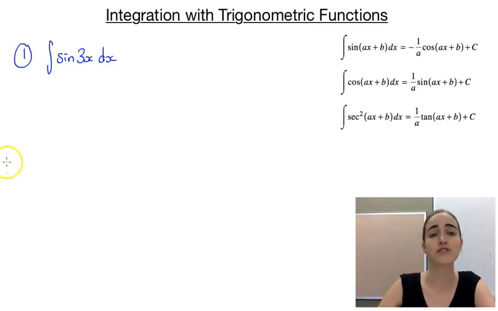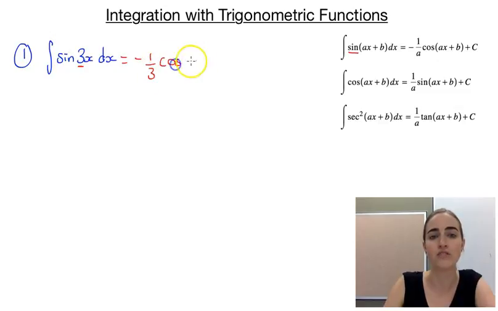In our first example, we're asked to evaluate the integral of sine 3x dx. So it's an indefinite integral, which means we are going to have our constant of integration. And because cos differentiates to minus sine, we know that sine integrates to minus cos. But because of this 3 in here, it's actually going to be minus a third cos of 3x plus c. So that's our first example.